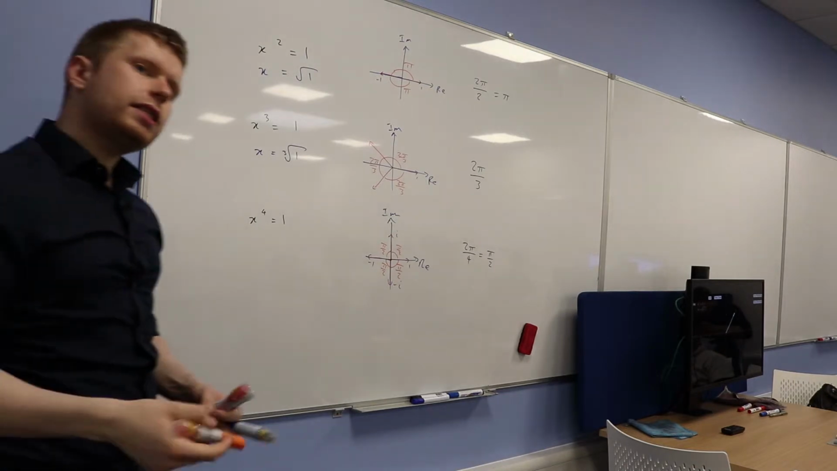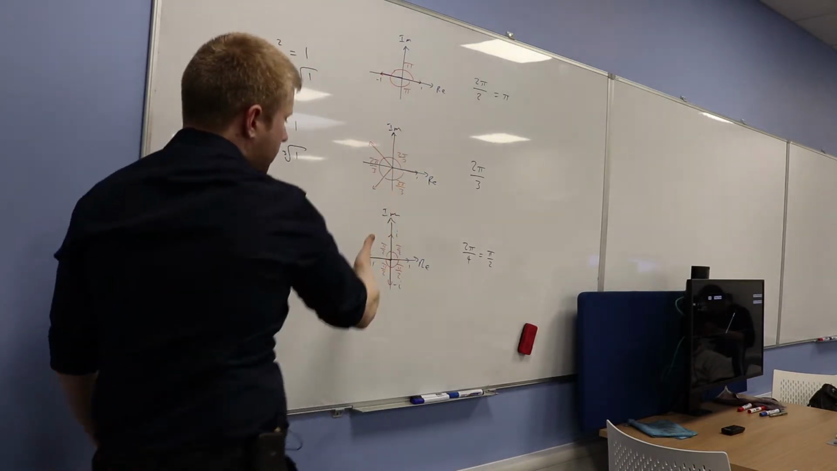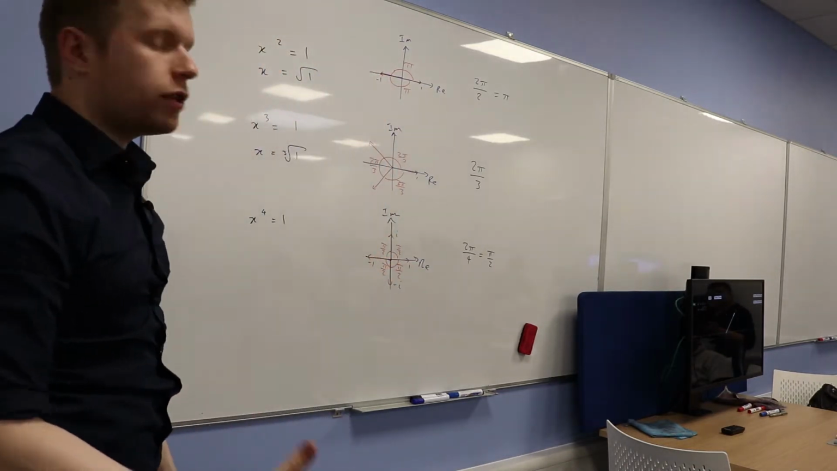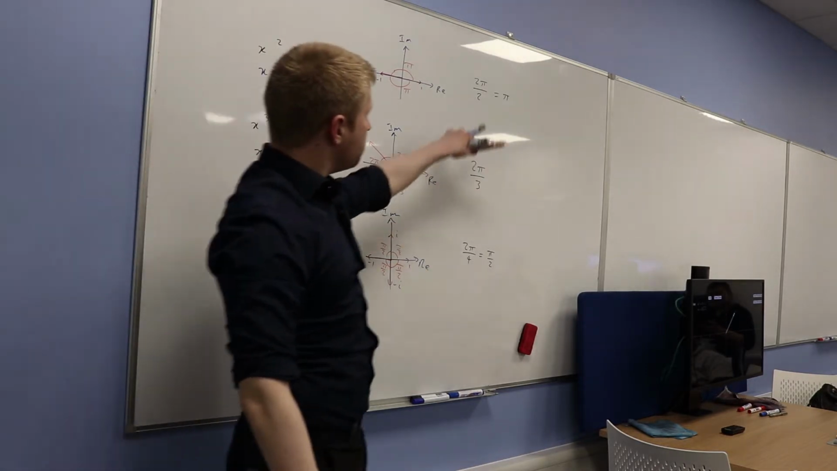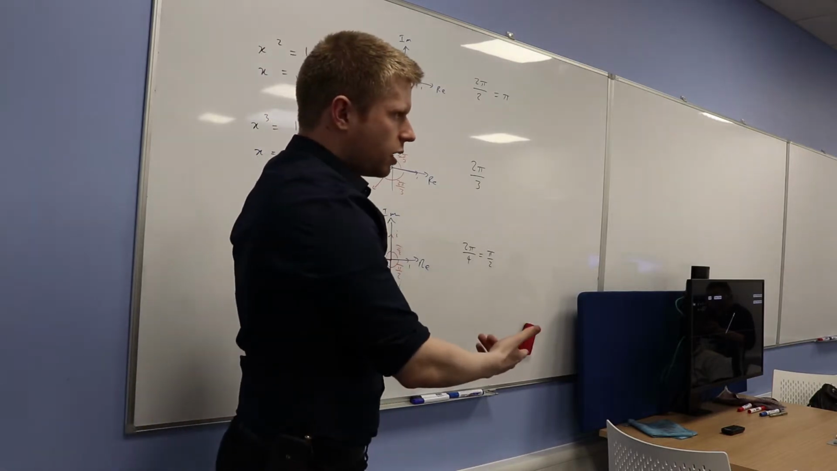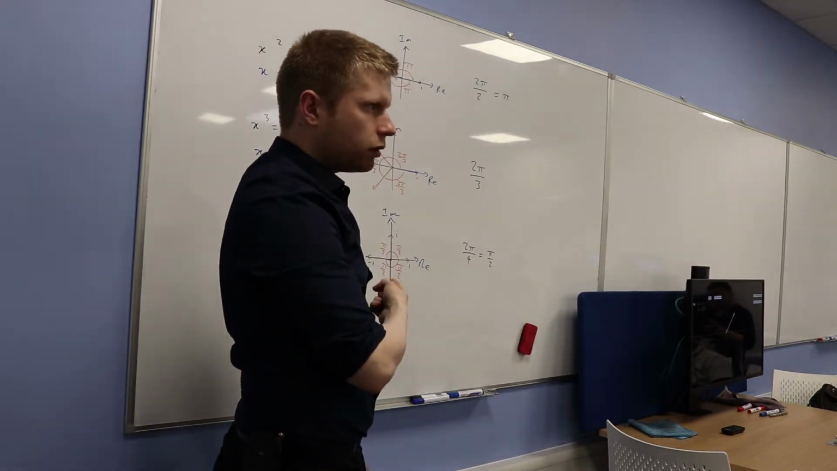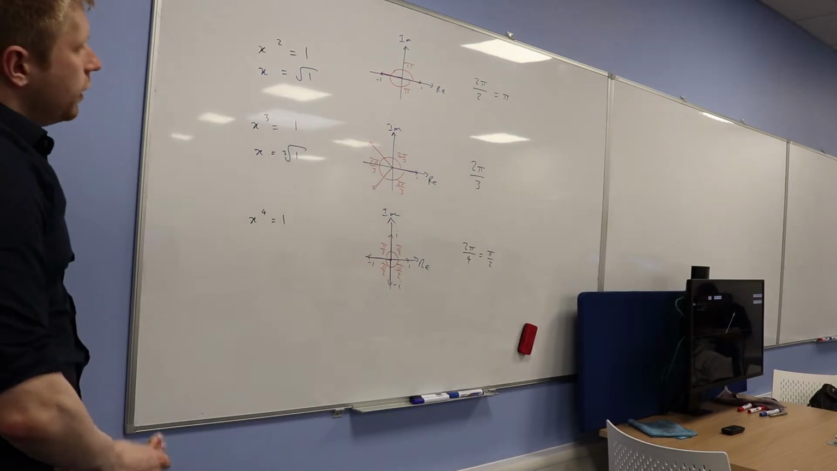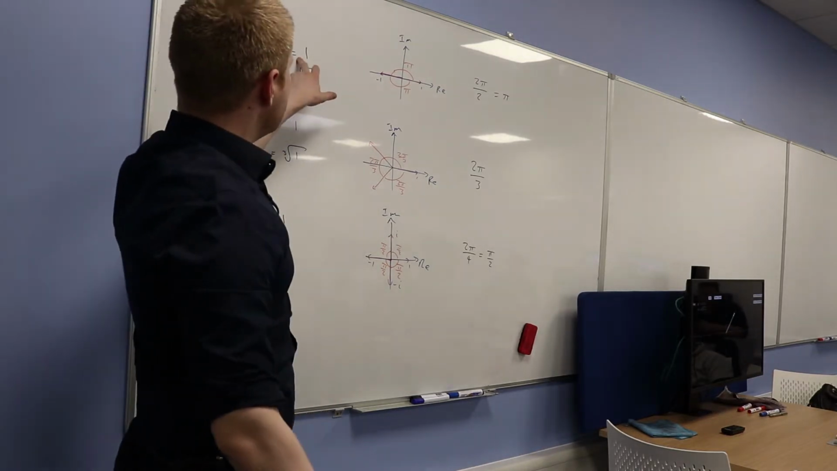So it's important to understand that the spacing between each of these complex roots will always be 2 pi divided by the number of roots. Is that okay? Are there any questions about that? No? Okay. So then we looked at what happened if you have a different number here.